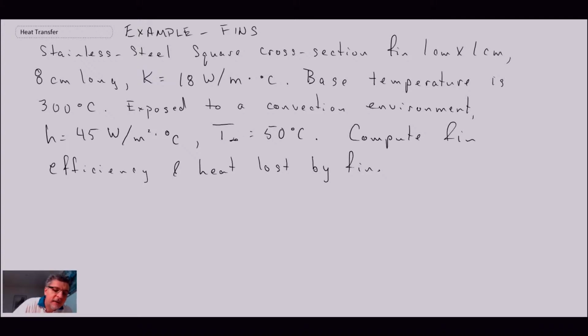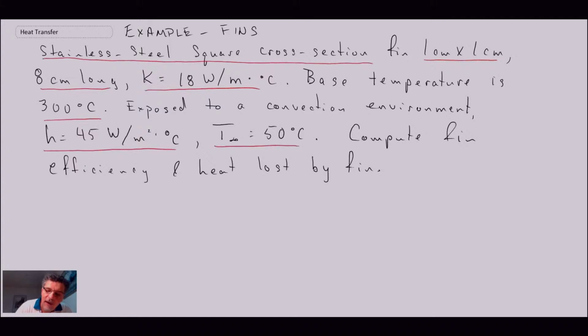What we're dealing with here, we have a stainless steel square cross-section fin. We're told it's 1 centimeter by 1 centimeter, 8 centimeters long. Thermal conductivity is 18 watts per meter degrees C. The base temperature 300 degrees C. Convective environment H is 45, T infinity is 50. We're told to compute the fin efficiency and heat loss by the fin. So those are the things that we're after and what we know.